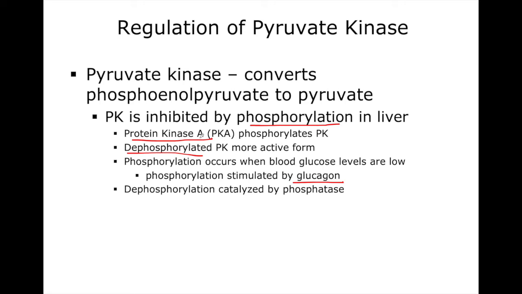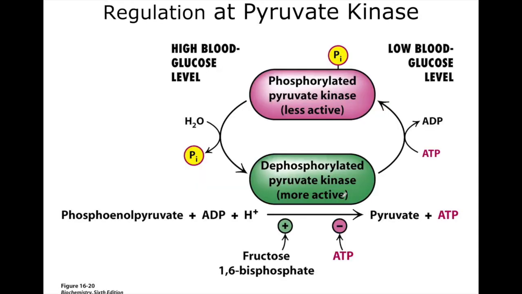So when blood glucose levels are low, what do we want? Do we want to keep using up glucose? No, we want to stop using glucose, stop glycolysis, and we want gluconeogenesis to occur. So when blood glucose levels are low, PKA gets activated via a pathway involving glucagon, and therefore glycolysis is inhibited at this step. And then, of course, as we mentioned, it can also be dephosphorylated, so it's not a permanent inactivation, by a specific phosphatase. Here you can see a figure illustrating that.